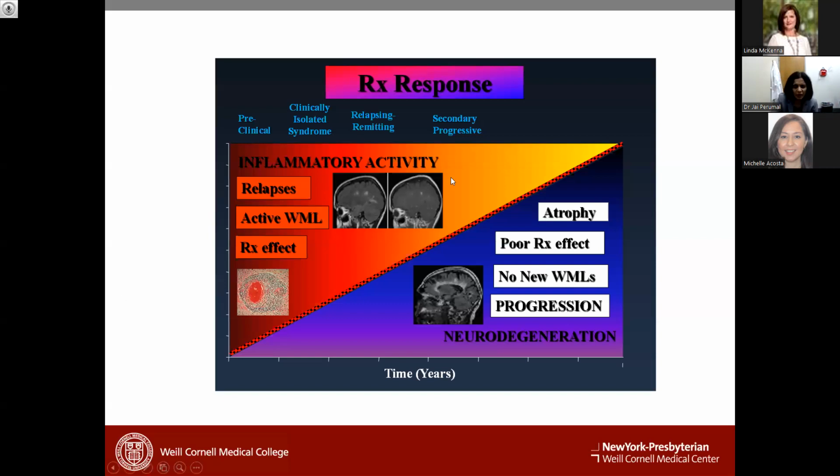So in the early part of the disease is where you have relapses, inflammation, you have GAD enhancement. This is where treatments work. In the latter part of the disease, you don't see new lesions, even if a patient is getting worse, because it's the neurons dying, there is atrophy, there is not that much inflammation. It's almost like the MS is burnt out.